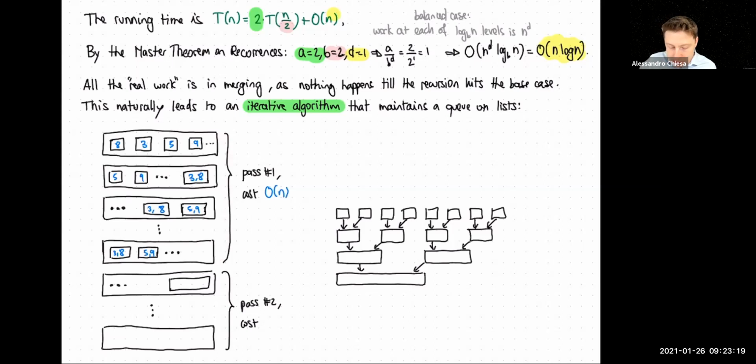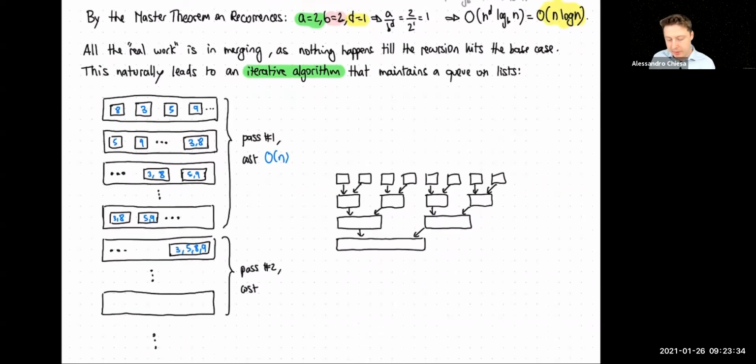In the next pass on the input, what am I going to do? I'm going to merge these 2 element lists into one 4 element list. So that's the merging operation. I'm going to write 3, 5, 8, 9, right? And after I have merged all the 2 element lists into 4 element lists, all of them are going to be sorted lists of 4 elements each, okay? And how expensive is this second pass? Again, order of n, right?